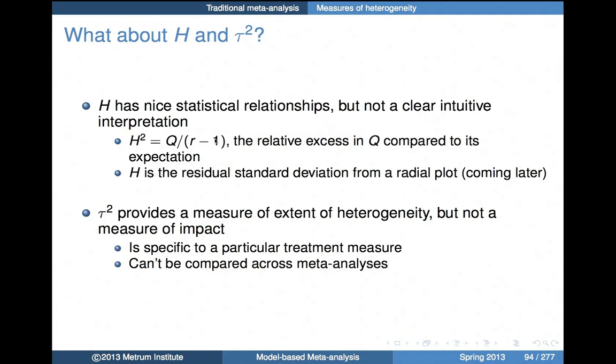The tau squared measure, which is our residual variance in our random effects meta-analysis models, is also something that we see published frequently. It is a good measure of the extent of heterogeneity, but it can't be compared across treatment measures, can't be compared across different meta-analyses, and isn't in and of itself a measure of how much impact the between study variability has on the analysis itself. It'll be a useful description that I think should be paired up with I squared, but simply presenting it by itself isn't necessarily that useful of a description.